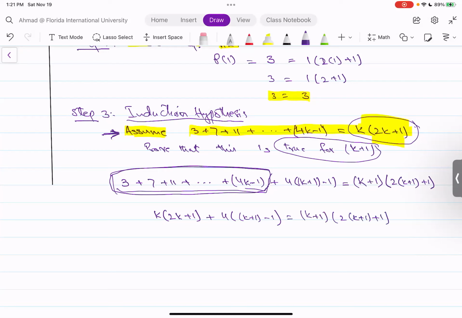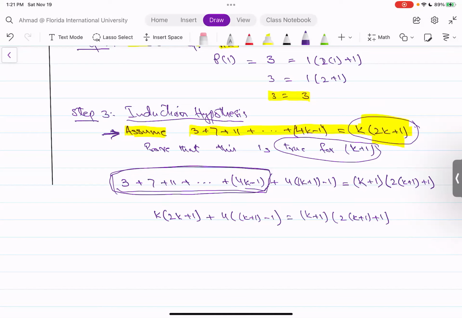That we have to prove now, that left hand side is equal to right hand side. If we are able to prove that, then it means this formula is true for any arbitrary value. This formula is correct. That's what mathematical induction means. So now how can we prove that? Let's simplify it and then solve it.